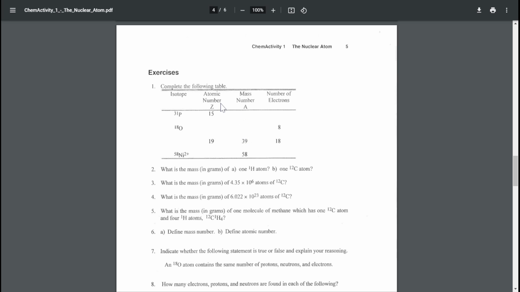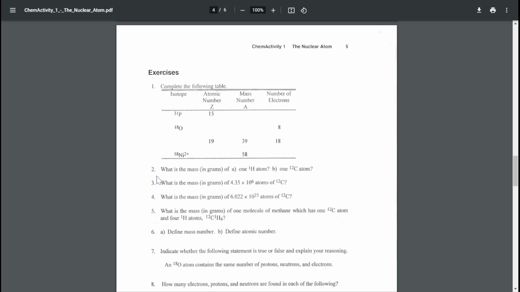And by knowing that you have 15 protons, you will also have 15 electrons. You can tell that because this element here is neutral. So you do the same thing here. If this oxygen is neutral and it has 8 electrons, then it's going to have the atomic number 8.